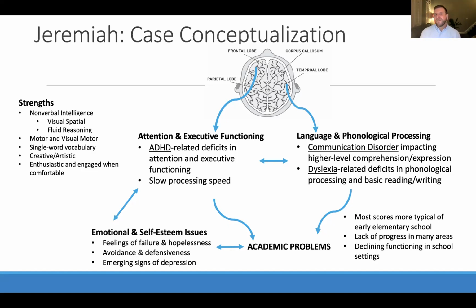And the first one that we identified there was attention and executive functioning. So there were troubles with attention and executive functioning skills. And one of the particular things that was there was what we call slow processing speed.